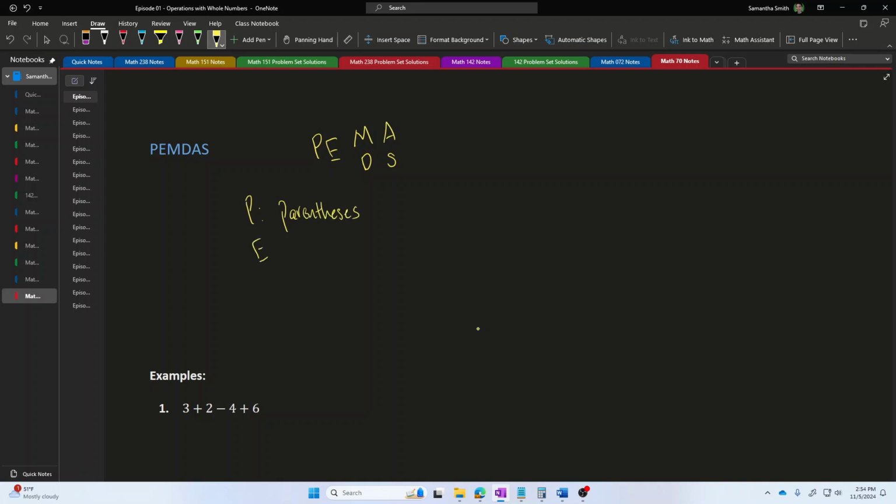The E stands for exponent. The M is for multiplication. The D is for division. The A is for addition. And the S is for subtraction.